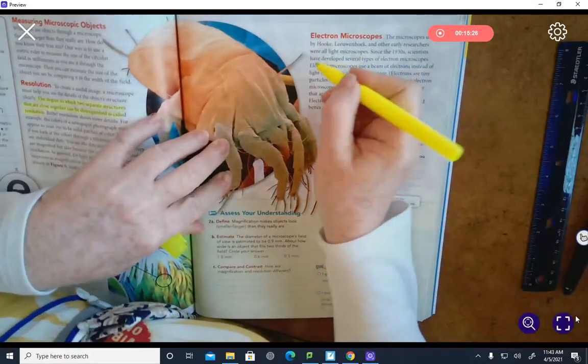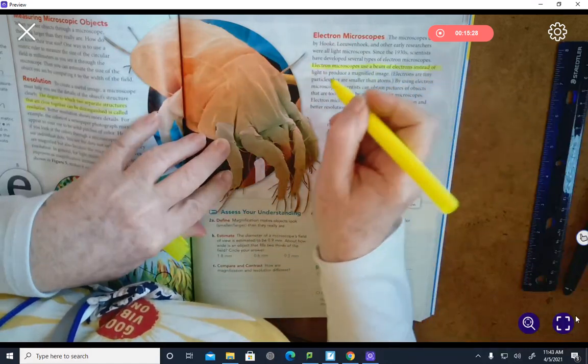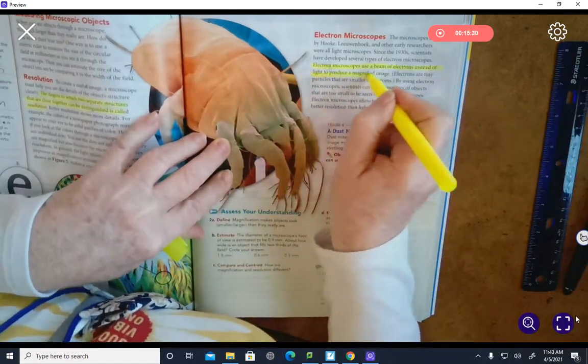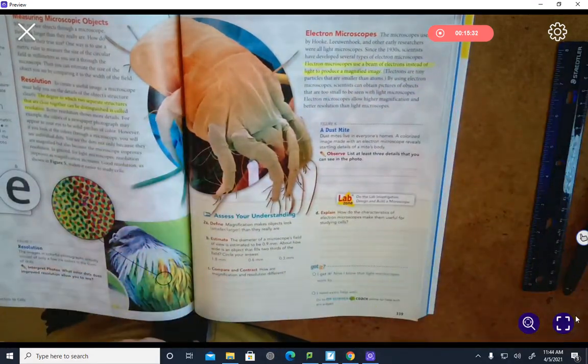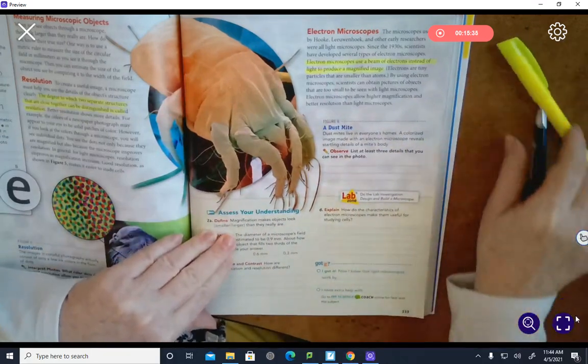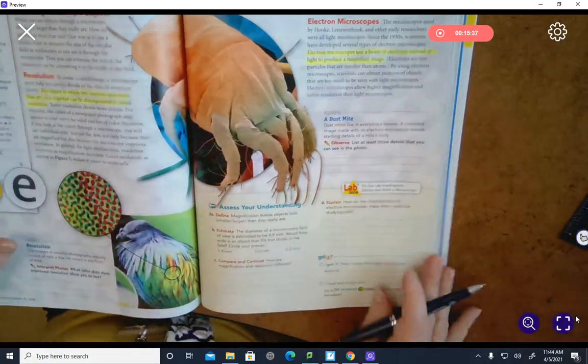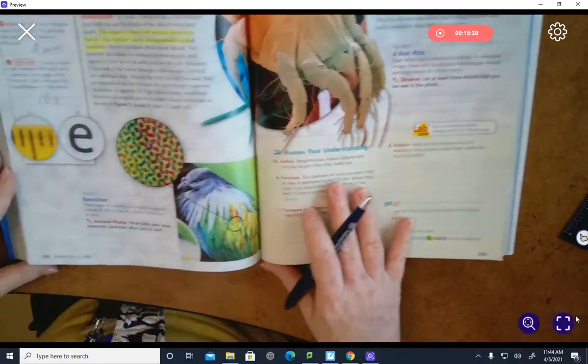Electron microscopes use a beam of electrons instead of light to produce a magnified image. So they can actually, electrons are actually smaller than atoms. So let's go down and answer these final few questions here.